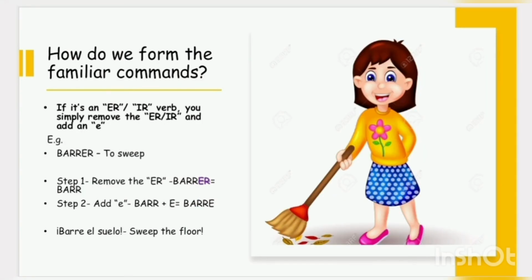Now, on the other hand, if it's an ER or an IR ending verb or action that you want to tell the person to do, all you have to do is remove the ER or the IR from off the verb and add on an E.